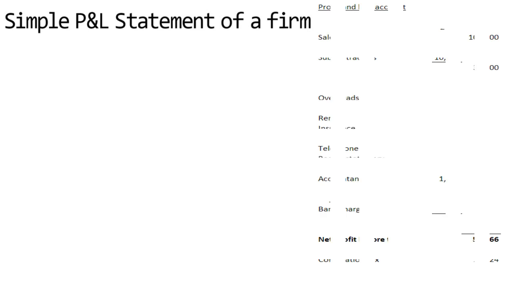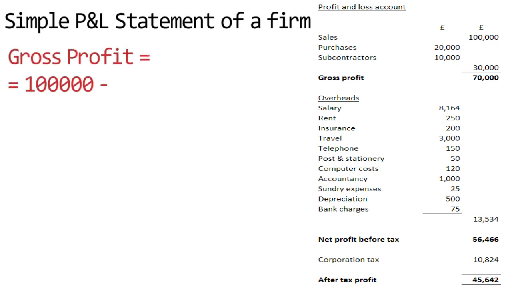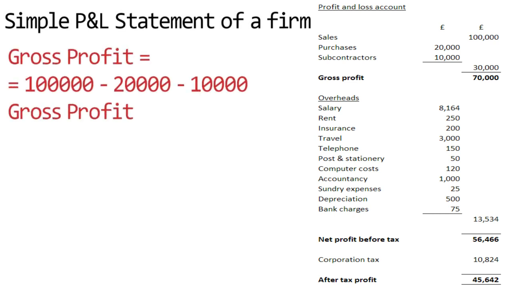So friends, now let us take another example of a P&L statement, a very simple and basic P&L statement. Here in this example, the sales of the company is 1 lakh and they have purchased 20,000 worth goods, and also the subcontractor cost is 10,000. So now the gross profit is sales minus purchases minus subcontractors, that is 70,000. We can consider that 70,000 is the gross profit.